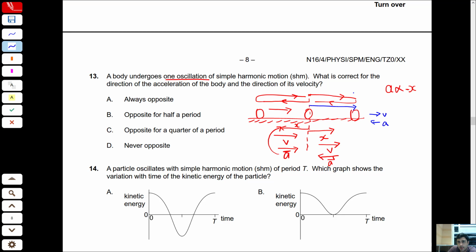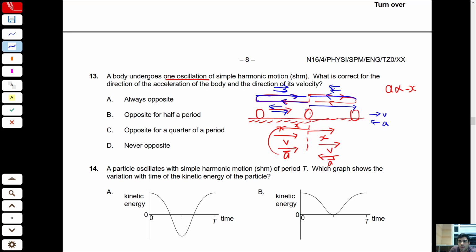Okay. So when the body is moving backward, your velocity is in that direction, and your acceleration is also in that direction. So they're the same, in the same direction. And when the body is going in this direction, your velocity is in that direction, but your acceleration is in the opposite direction. When the body is returning, your velocity and acceleration are in the same direction.